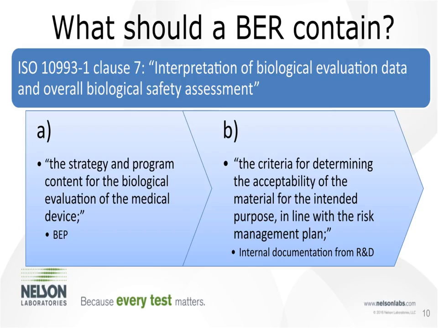Part B, the criteria for determining the acceptability of the material for the intended purpose in line with the risk management plan. Now this would typically be done far before you are presenting a final device for testing. So in this section of the report, it should reference some internal documentation from your R&D process or a device history file where you have that information listed.